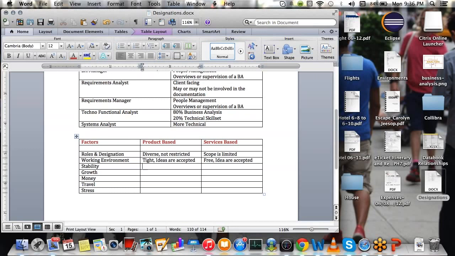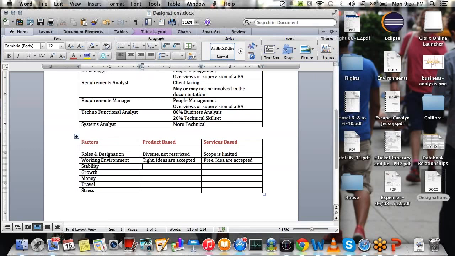Now, when it comes to stability, can anyone tell me who is more stable, product-based firms or services-based firms? I think product-based firms are stable? I think services-based firms are more stable. That's correct.